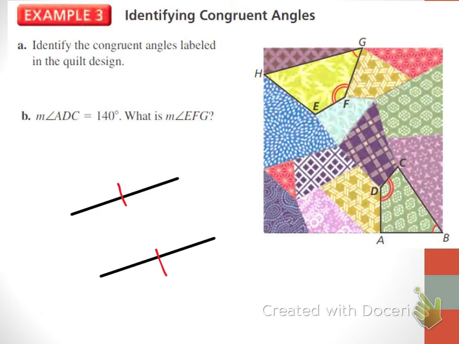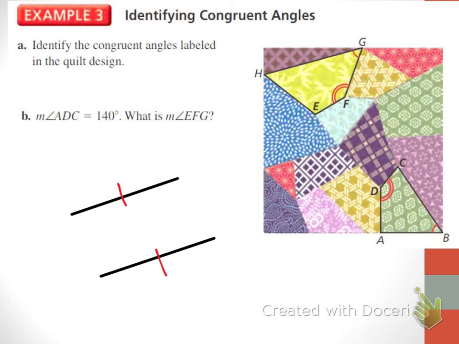Can anybody guess what the equivalent is for angles? The loops. Yeah, we call them arcs. So if you look, G has one arc. This angle also has one arc. That means that they'll be the same measure. This angle has two. This angle has two. That means that they will also be the same measure.